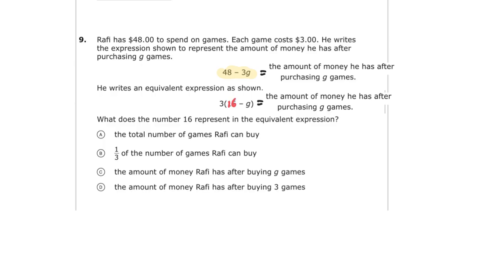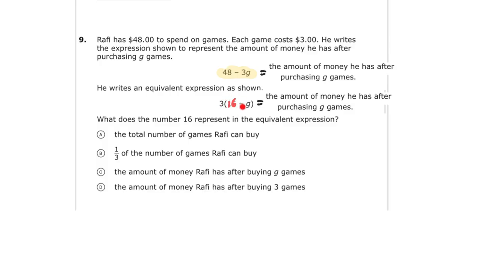Well, that might not be obvious upon analyzing this whole thing. It might be a good idea to inspect each answer choice though and find out which answer choice works after thinking about it. So let's take a look at answer choice A, the total number of games Rafi can buy. Well, it is true that if this person purchases 16 games, then this G right here would be 16. And then it would be 16 minus 16, which is 0.